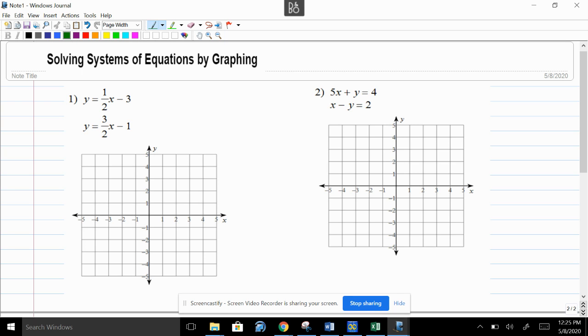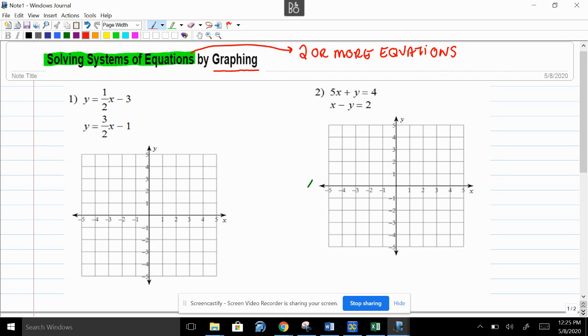All right, guys, so we're diving into a chapter where we're going to have to do something called solving systems of equations. Okay, and you can obviously see that the first way we're going to talk about is solving them by graphing. A system of equations, first and foremost, is when you have two or more equations, and they work as a system.